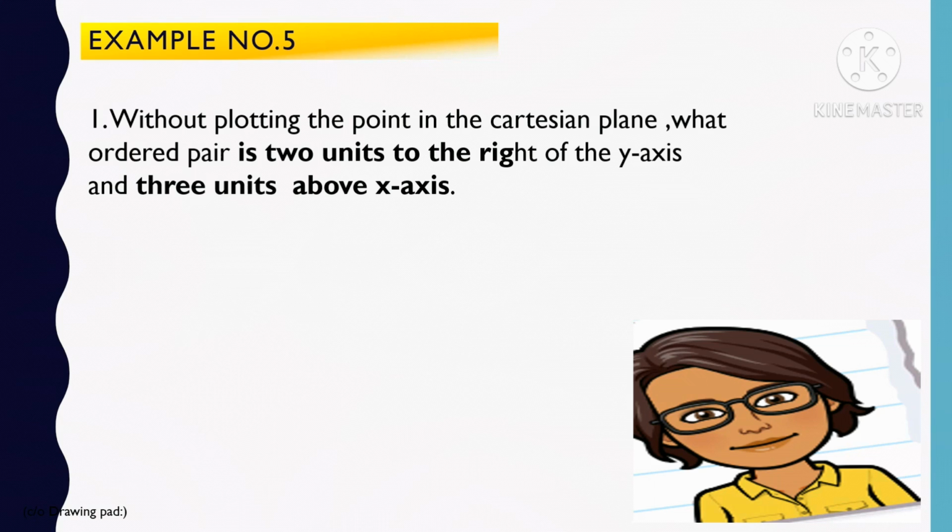Here, our assumption is the starting point is at the origin. When the origin is the starting point, just look at the number of units and the direction. 2 units, and with right as direction means the x-coordinate is 2. And let's go to the y-coordinate. Look again at the number of units and direction. Since 3 units and it says above, then it's positive 3. So that's the answer. The point has the coordinates 2, 3.